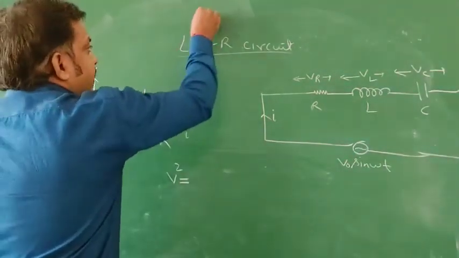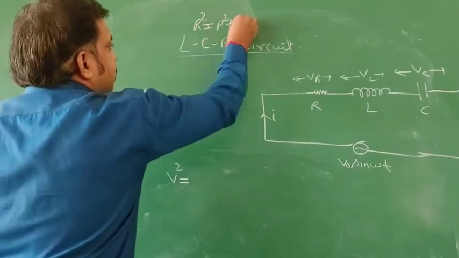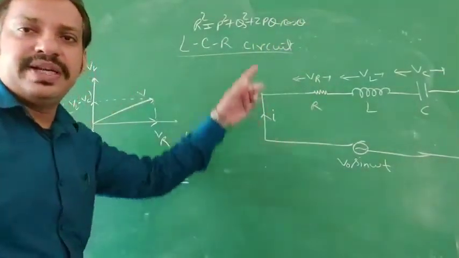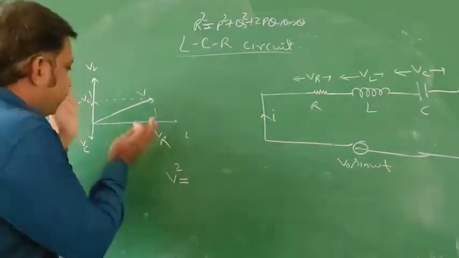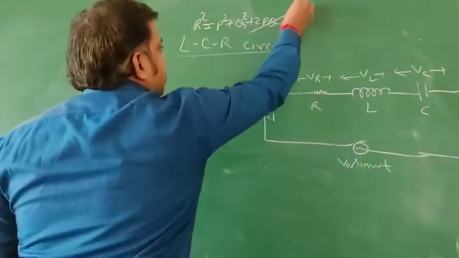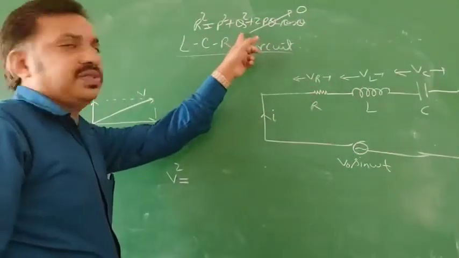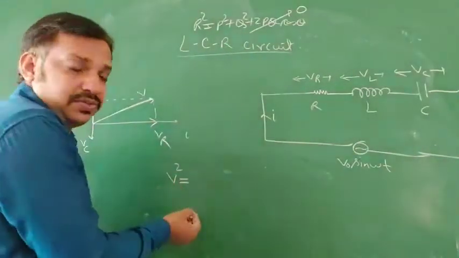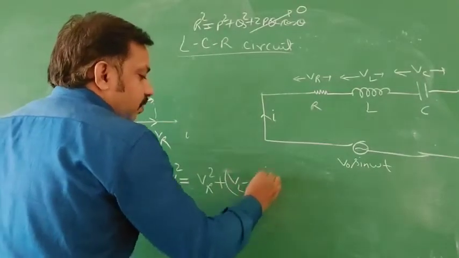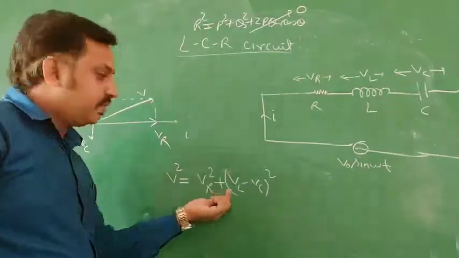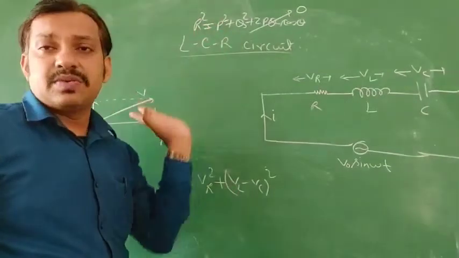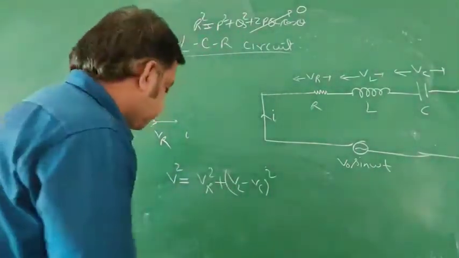You know that R square is equal to P square plus Q square plus 2PQ cos theta, where theta is the angle between the vectors P and Q. Here the two vectors, VL minus VC and VR, have an angle of 90 degrees. When you put cos 90, that term will be 0, so you only get R square equal to P square plus Q square. So the resultant vector is V square equals VR square plus VL minus VC whole square, because one vector is VR and the other is VL minus VC. This is the resultant of the vector quantity using this formula.